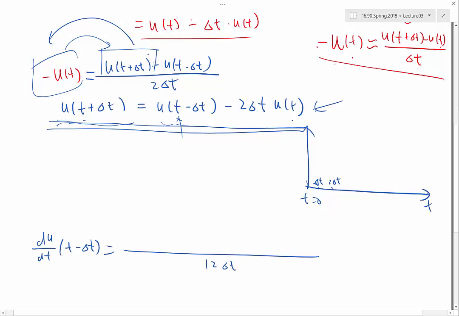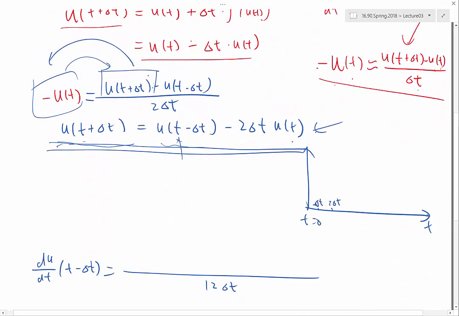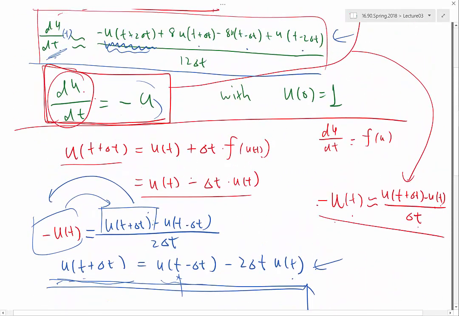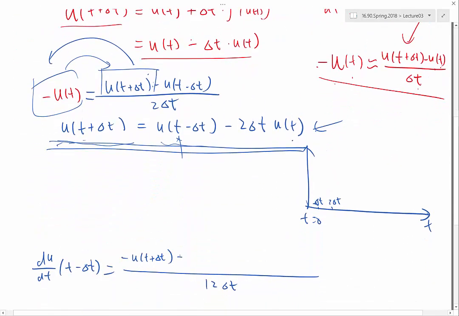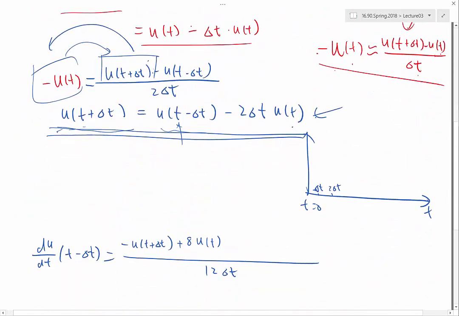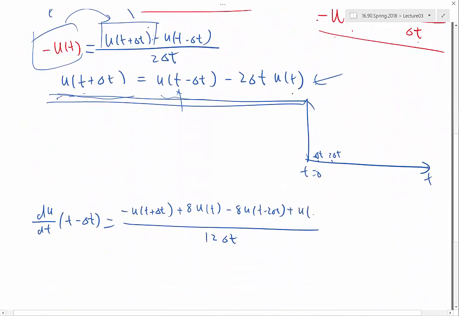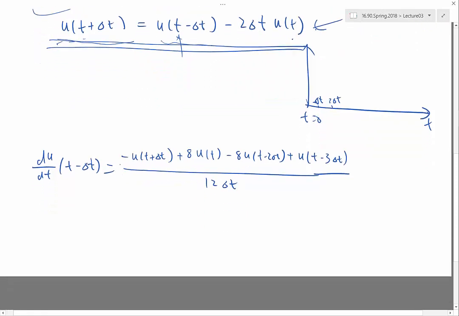So 12 delta t and minus u at t plus delta t. So that's the plus 2 delta t, right? From minus delta t is actually plus delta t. So plus 8 u of t minus 8 u of t minus 2 delta t, right? And then plus u of t minus 3 delta t. So rearrange the terms. This is the only term that should be on the left hand side.